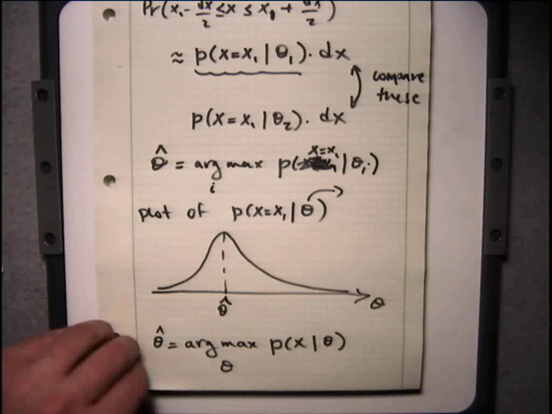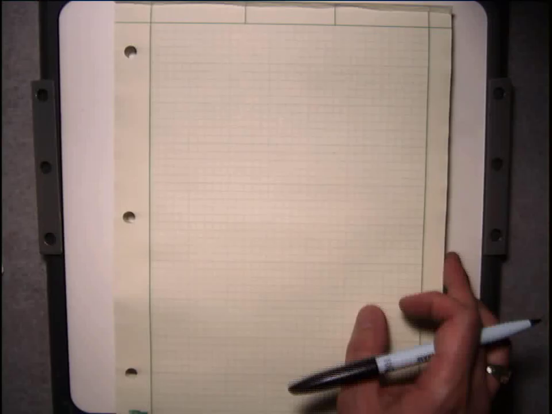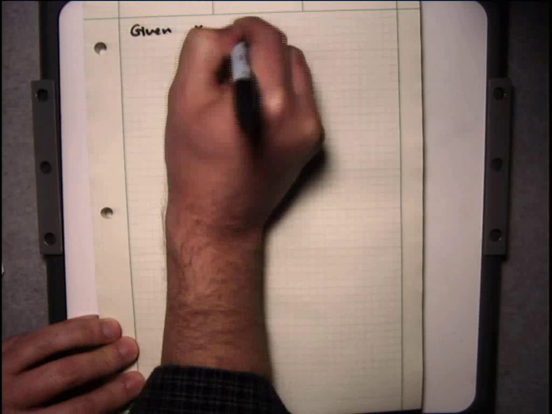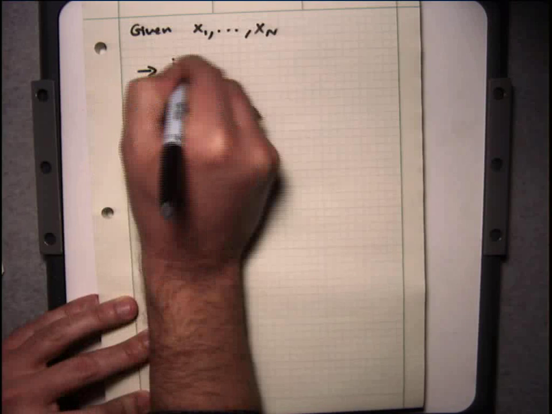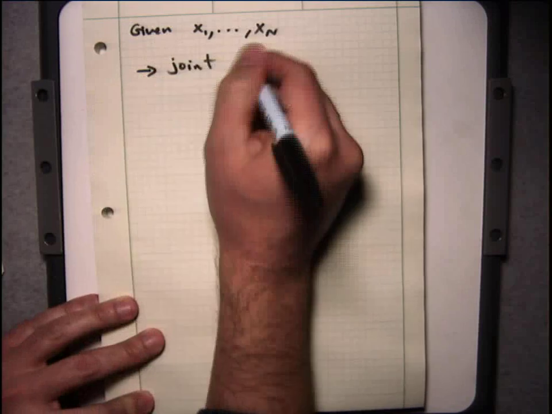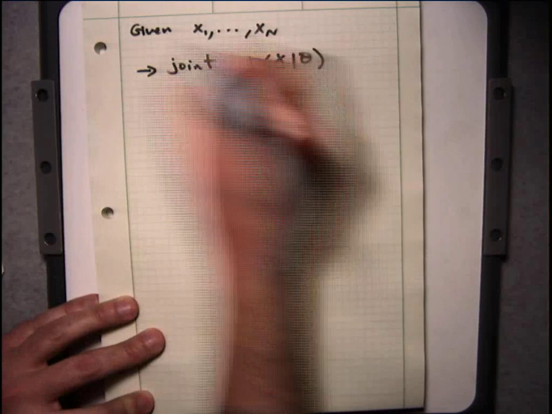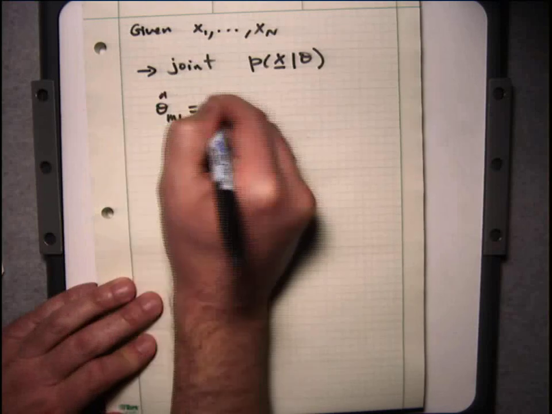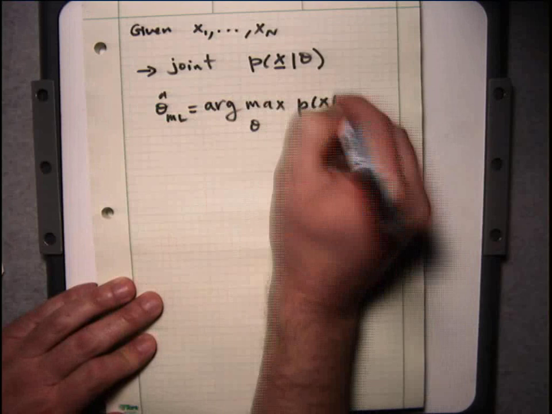Okay, so just to summarize, I'll write this again, so don't worry. Generally, you're given a bunch of data points, say x1 through xn. Okay? From these, you compute the joint probability density function, which is p of x given theta, for this data. Then, the maximum likelihood estimate is the argument that maximizes over theta the PDF that you just calculated.